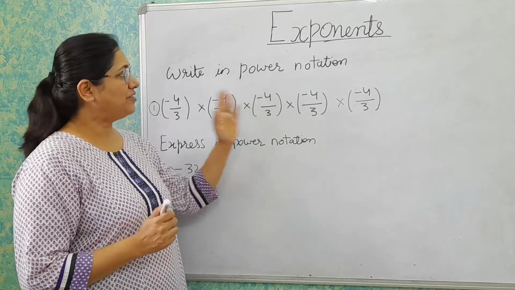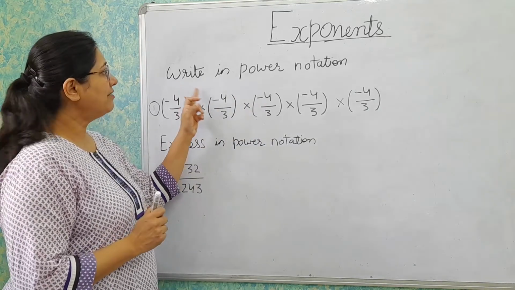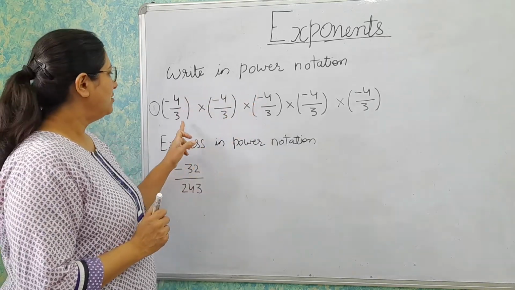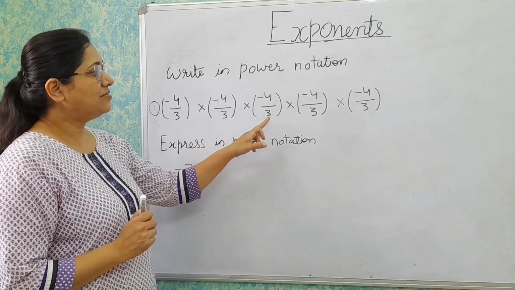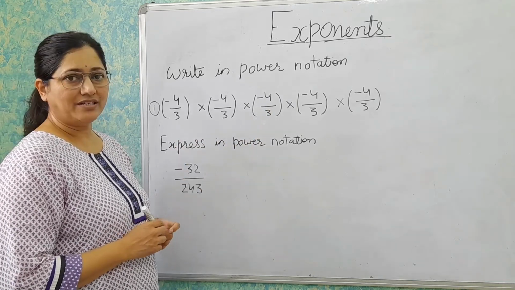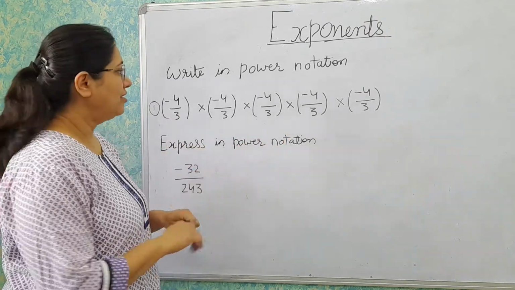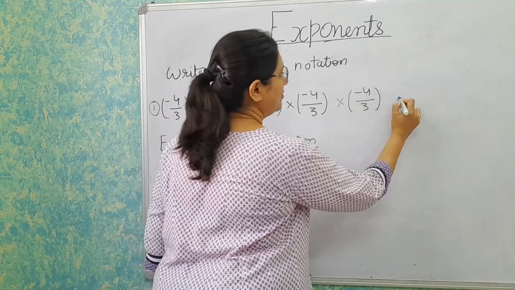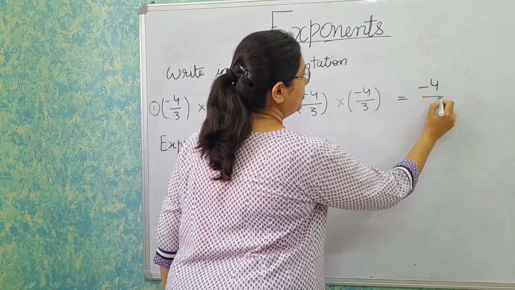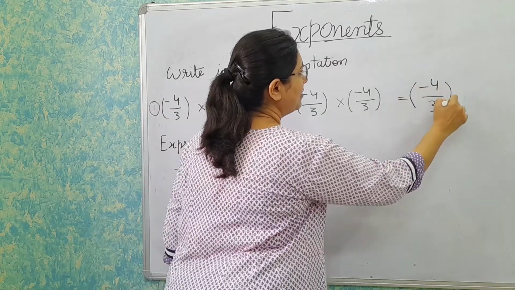Let's start with our first exercise of exponents. First question is write in power notation. This is a number which is repeatedly getting multiplied and we have to find the answer. But don't worry, we don't have to multiply it again and again. We just have to write minus 4 upon 3 and enclose it in a bracket.